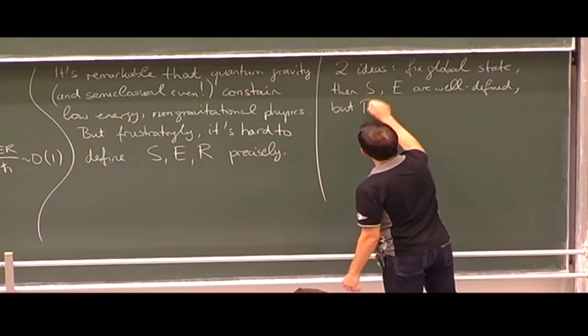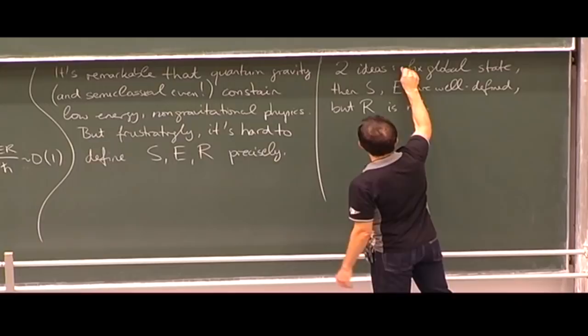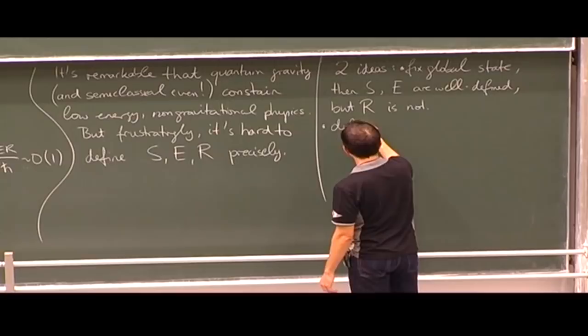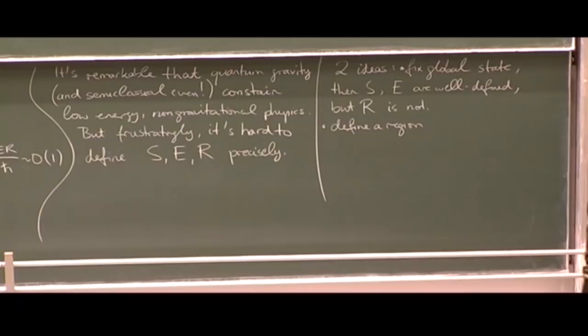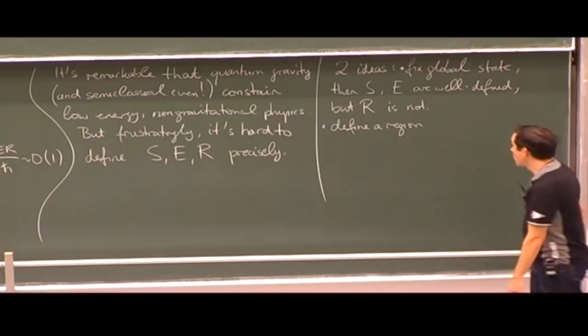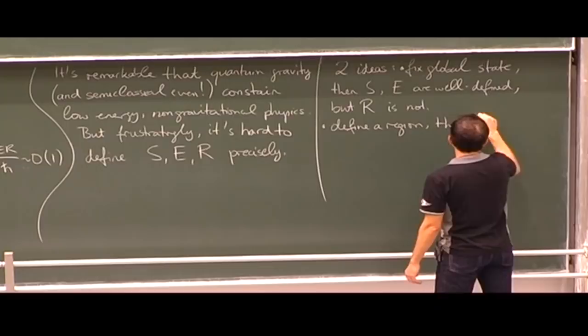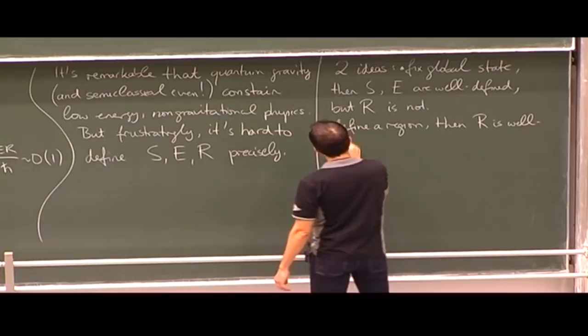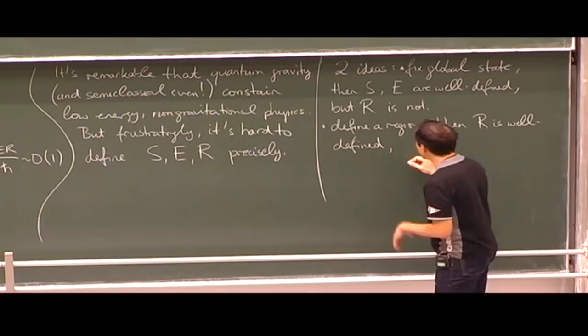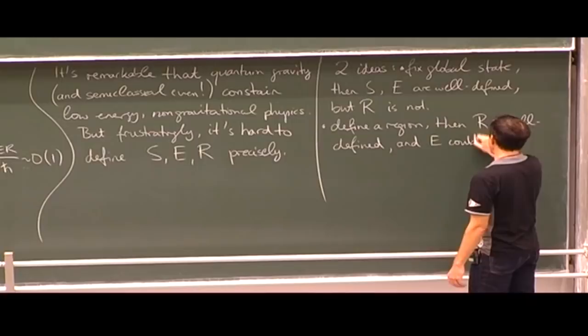But R is not. Or, so that's idea number one. Idea number two is define a region, say a sphere of size R. It doesn't really have to be a sphere. We could consider other things. Okay. Then R is well defined, and maybe E is too, it depends. E could be defined as the integral of the stress tensor over the region.